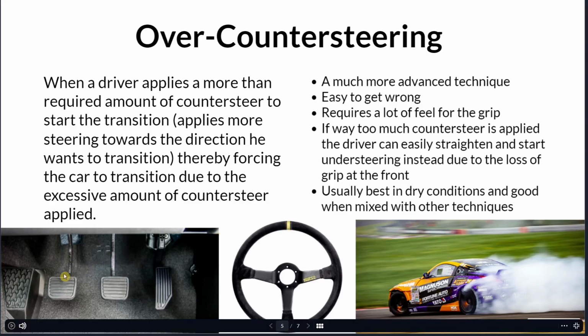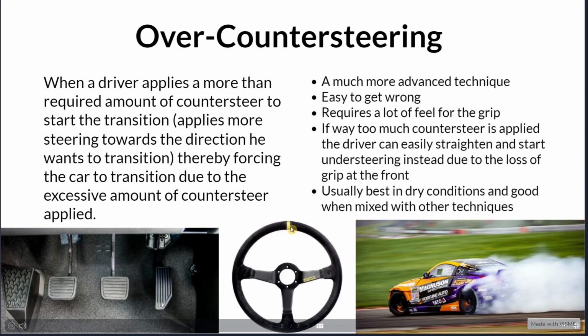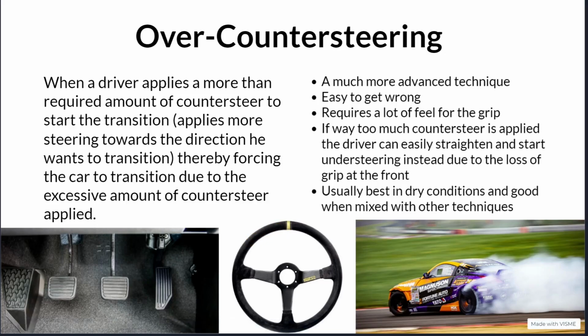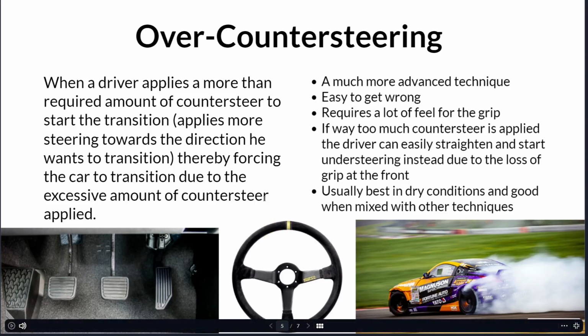Basically, for example, in the same scenario where we're drifting towards the right, our steering wheel is to the left, and we want to transition towards the left. As we are counter steering for this right drift, we would apply a bit more excessive counter steer. We'd add a bit more angle on the wheel. In our case, we'd add more left steering, and we would force the car to turn and transition into the left drift.